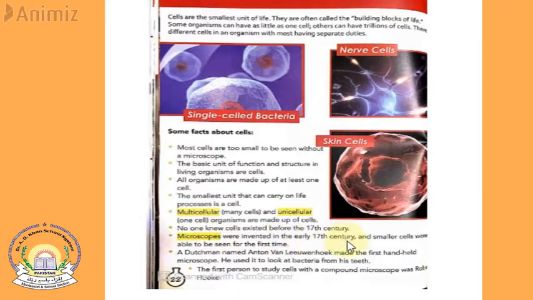Microscopes were invented in the early 17th century, and smaller cells were able to be seen for the first time. With the help of microscopes, we see things which cannot be seen with the human eye. Microscopes were invented, and then we were able to see these tiny structures which were named cells. A Dutchman named Anton van Leeuwenhoek made the first handheld microscope. He used it to look at bacteria from his teeth. This is a funny story that this man, a Dutchman, his name was Anton van Leeuwenhoek.